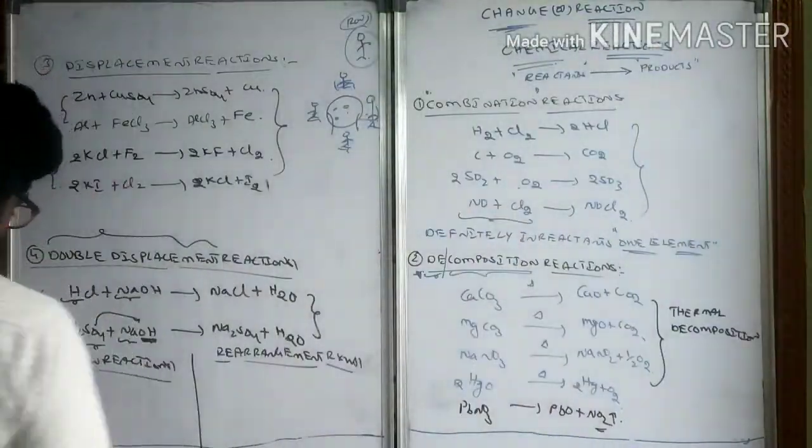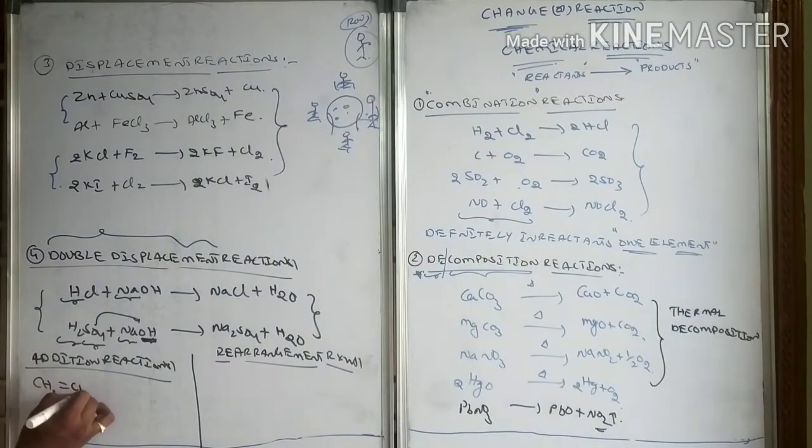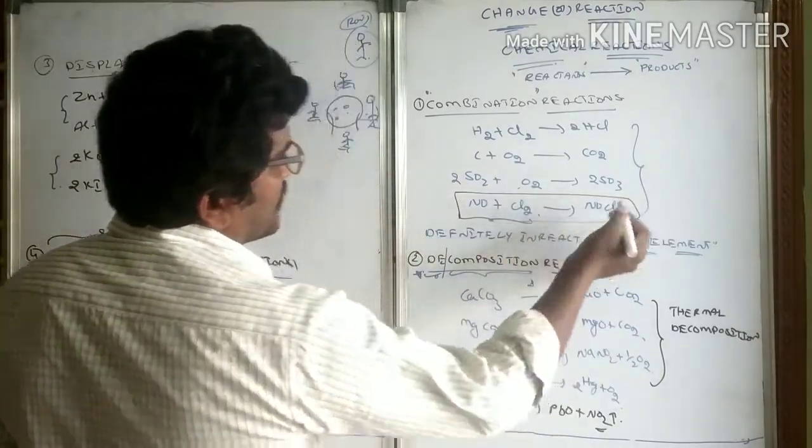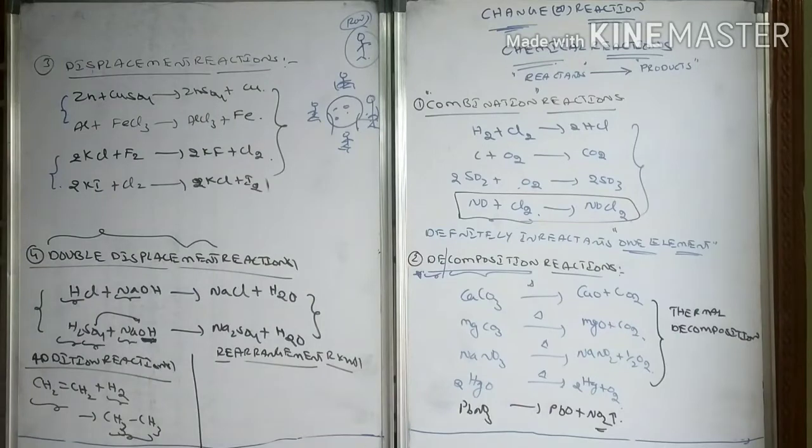The best example for addition reactions is CH2 double bond CH2 plus H2 gives CH3 single bond CH3 will come like this. Alkene undergo hydrogenation reaction to produce the alkane compound will come, and here you see NO plus Cl2 will be forming the NOCl2 will be coming like that. Also you can classify addition reactions as a classification of combination reactions.